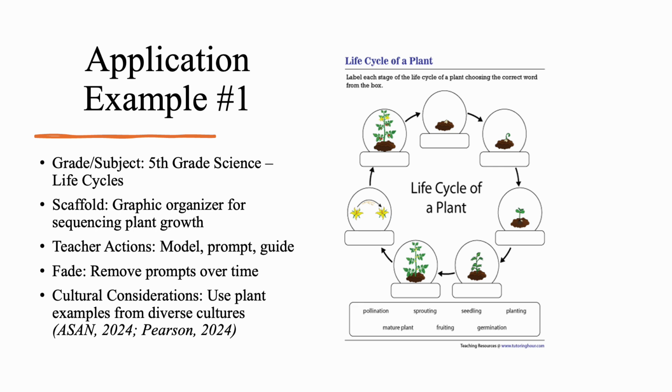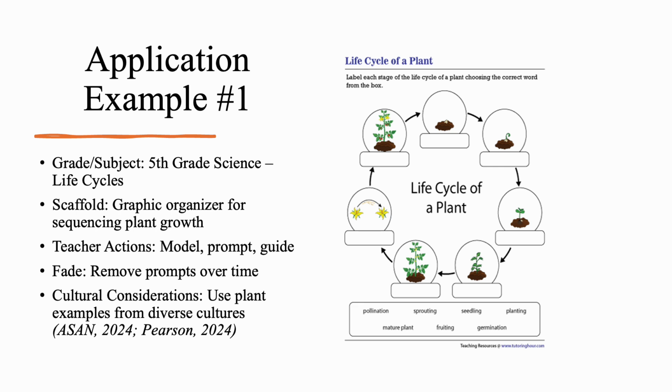Here's our first classroom example. Imagine a 5th grade science lesson on plant cycles. I might start with a graphic organizer showing each stage of plant growth. At first, I model filling in the first stage, which is sprouting, and then guide students as we work through the second stage together. As students become more confident, I fade those prompts and let them take over. By the end of the unit, students should be able to complete the entire cycle independently.